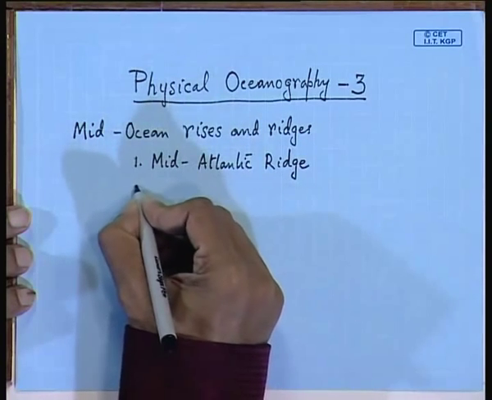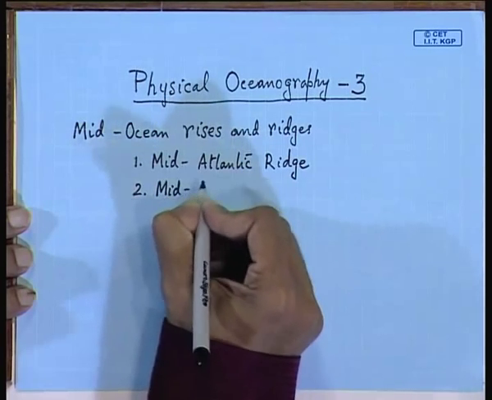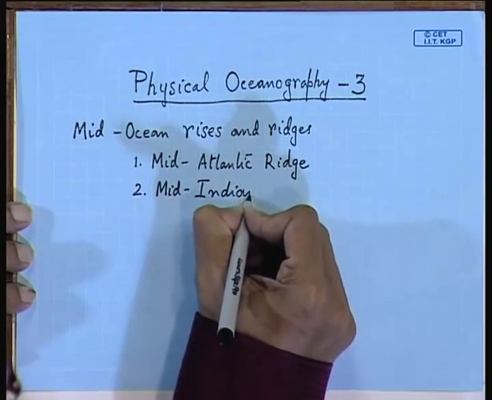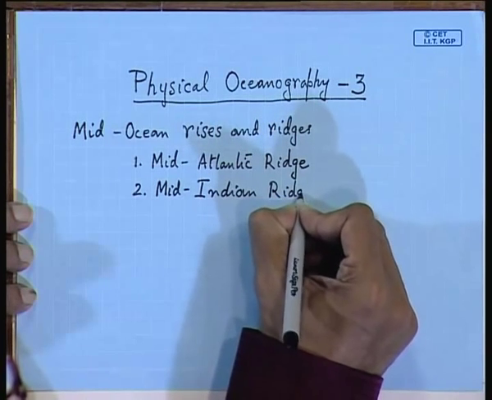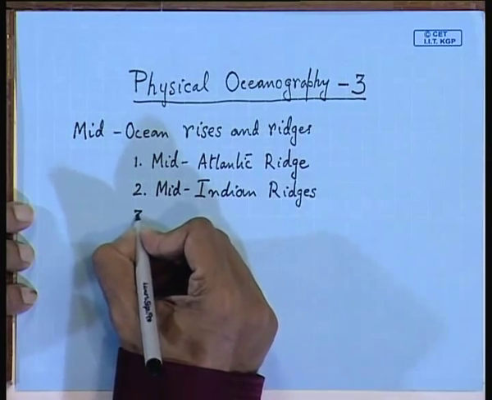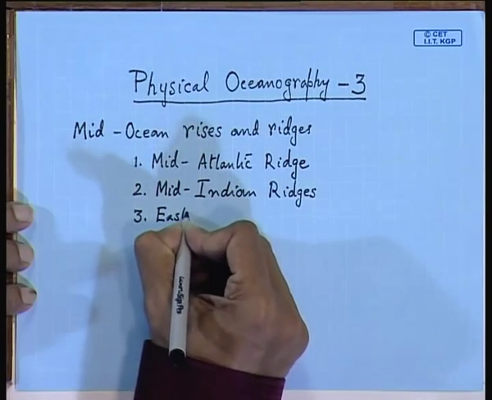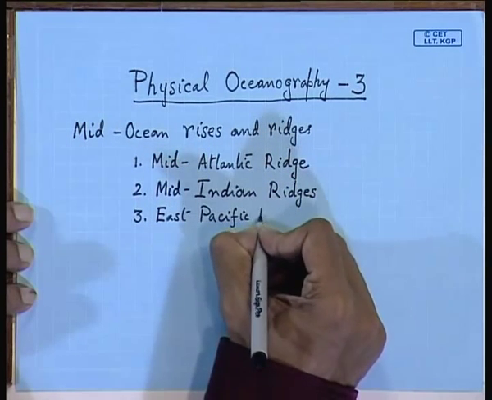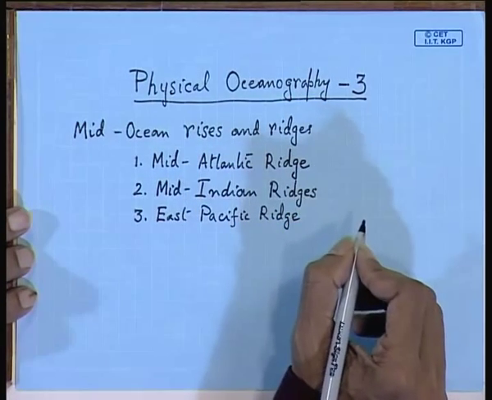Now next is your mid-Indian ridge. Now these ridges actually separate your ocean basins. The last one is East Pacific. So these are the three ridges separating your basins.